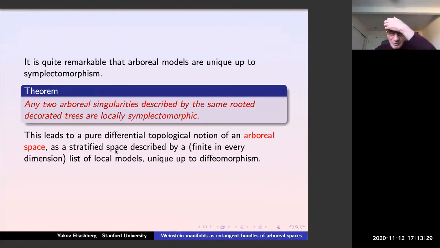And so this leads to the definition of an arboreal space. We just say that it's a smooth space which is modeled on this arboreal singularity, with local charts of this arboreal singularity. Given this completely smooth structure, nothing symplectic, it determines the symplectic structure uniquely, up to a little bit of extra information, some kind of orientation information you need to add to this smooth data in order to have a symplectic model.